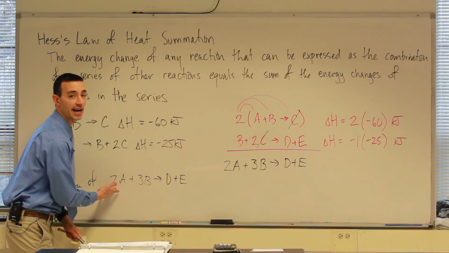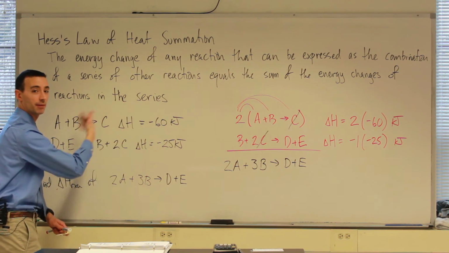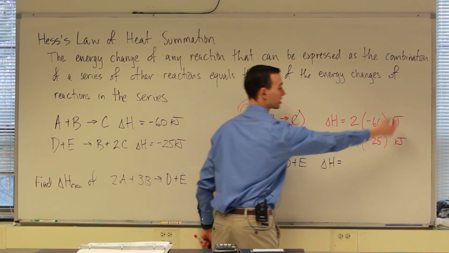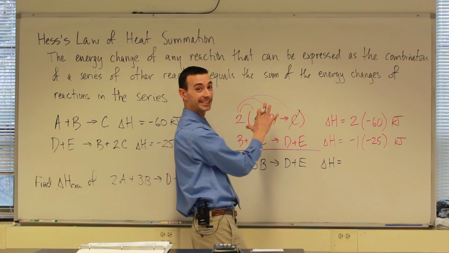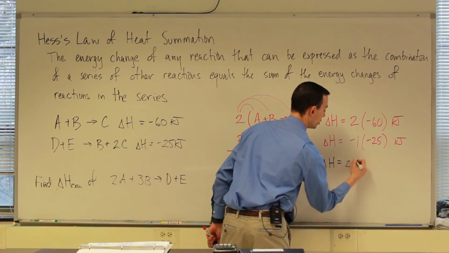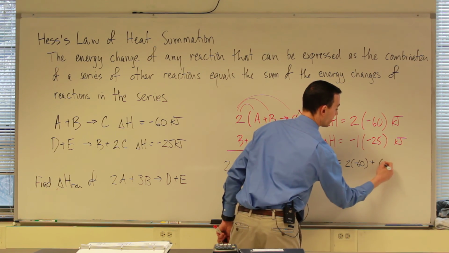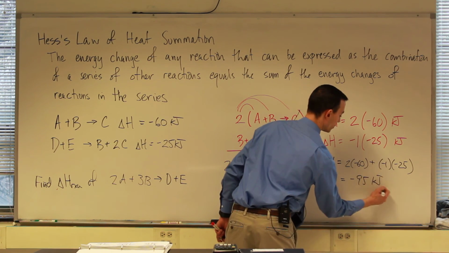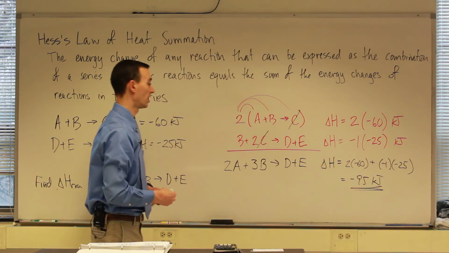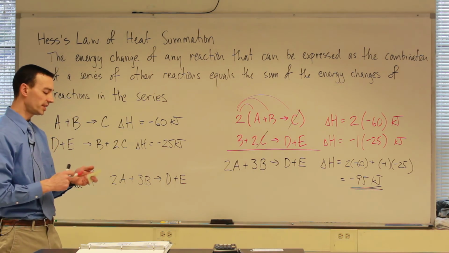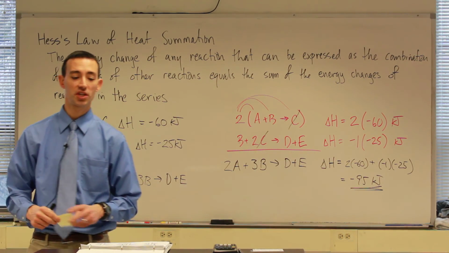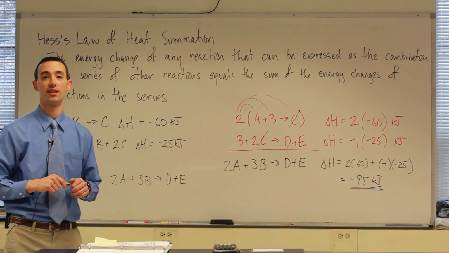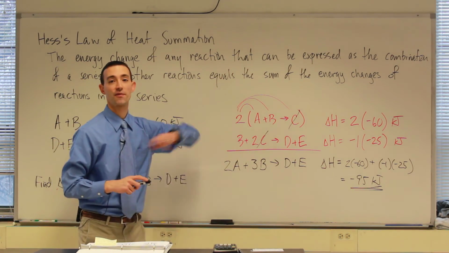So I showed that this reaction is the sum of some combination of other reactions. So the energy change in my target reaction is just the sum, taking into account what I did to the reactions. So it would be 2 times the negative 60 plus negative 1 times the negative 25, or negative 95 kilojoules. So that is the delta H of this reaction. So we can use Hess's law to find the enthalpy changes of a number of reactions when we have related information to them. The trick is finding this related information.